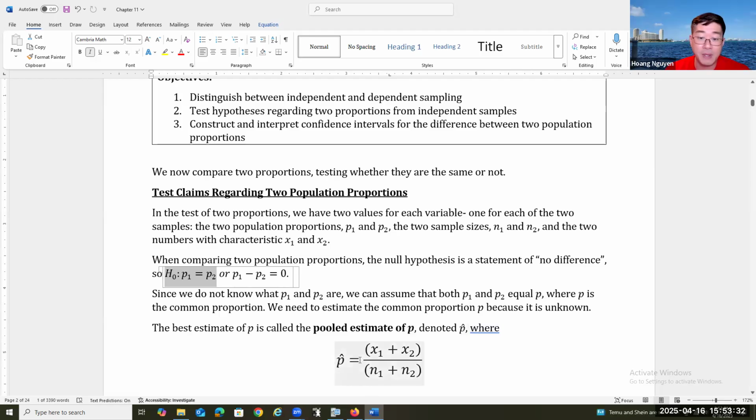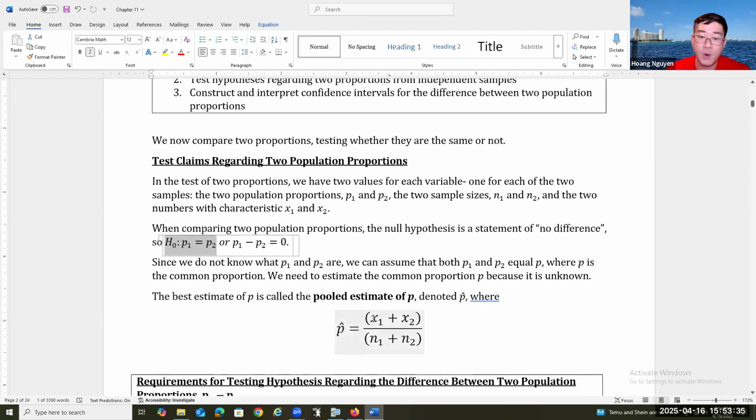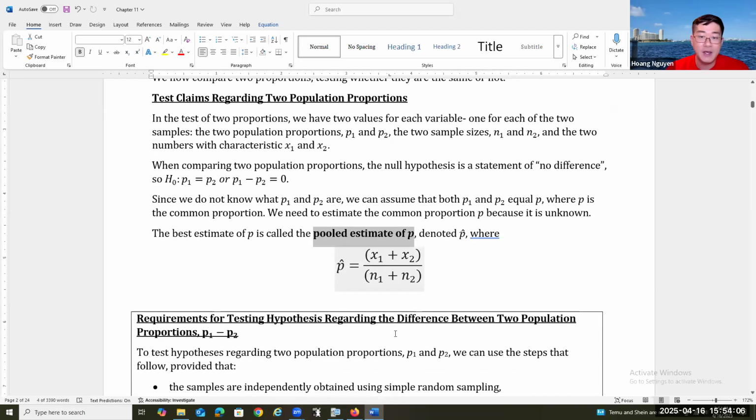So how are we going to calculate p hat? p hat equals x1 plus x2 divided by n1 plus n2. This is the pooled estimate of the population proportion p. This is the pool of the two samples together, and that's going to be the pooled estimate for the common population proportion. Now we're going to talk about the hypothesis test. We're going to use the same ideas with the hypothesis that we learned from chapter 10.